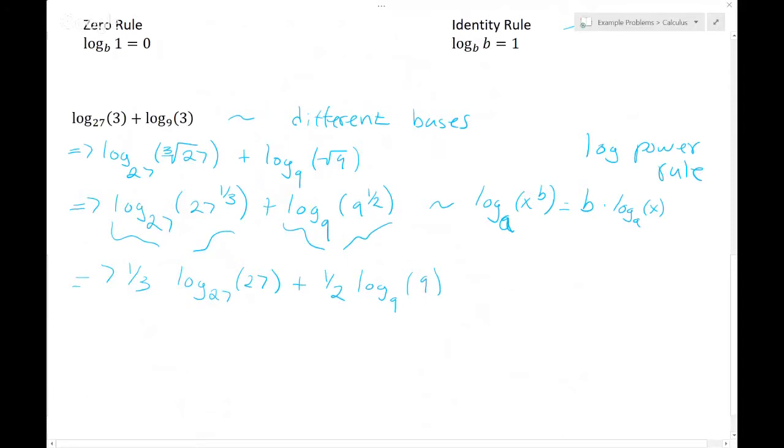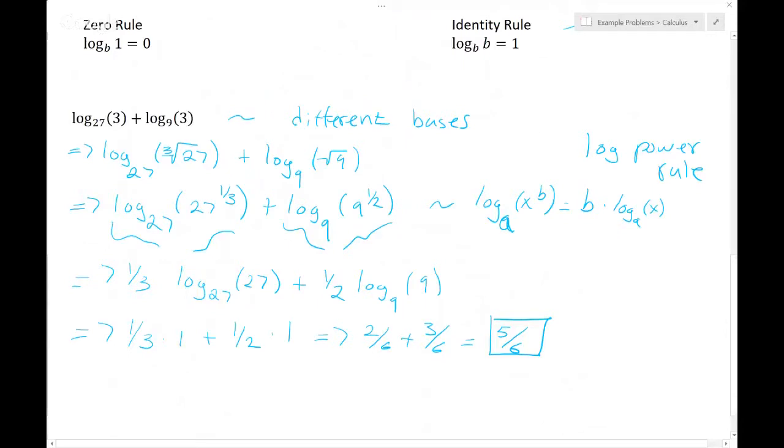And then once we have that, we know from the identity rule up here that this just ends up being equal to 1 and this just ends up being equal to 1. So we can rewrite as 1/3 times 1 plus 1/2 times 1. And if we find common denominators, we end up with 2/6 plus 3/6, which is equal to 5/6, which is our answer for this problem.